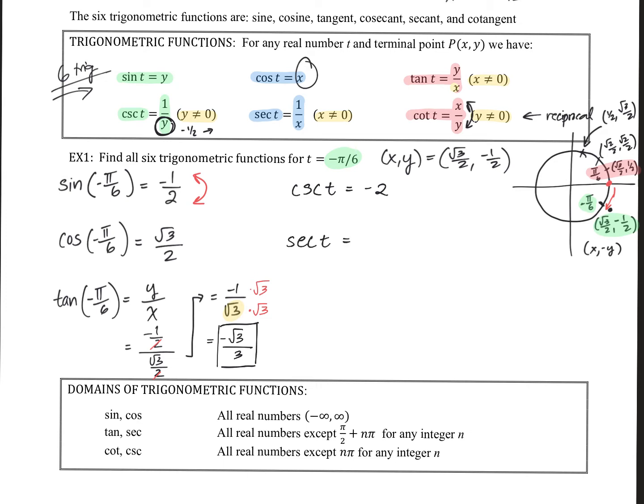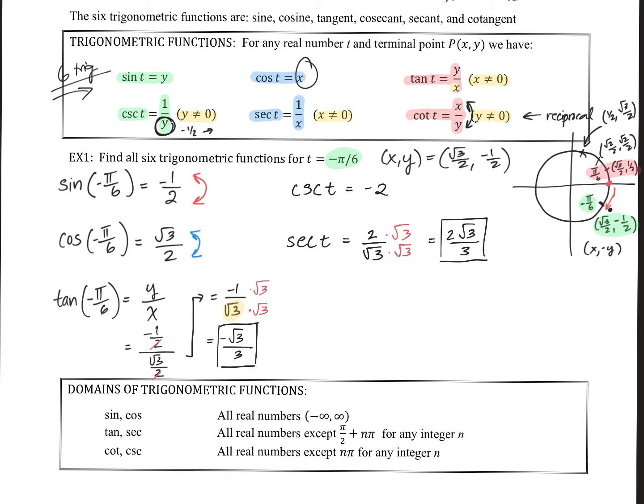So secant is going to be the reciprocal of cosine. Ooh, and we have that radical. Okay, so the reciprocal of that is going to be 2 over root 3. We can't have that radical in the denominator, so let's go ahead and rationalize. Multiplying by the root 3's, and we'll end up with 2 root 3 over 3. And I'm going to go ahead and box this just because I have some extra work, just so I can be clear about where my work is.